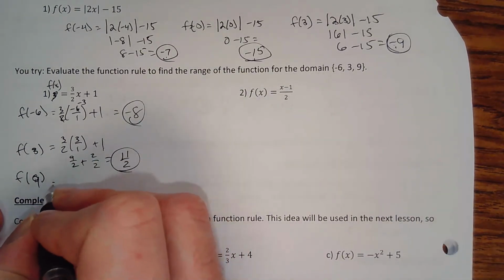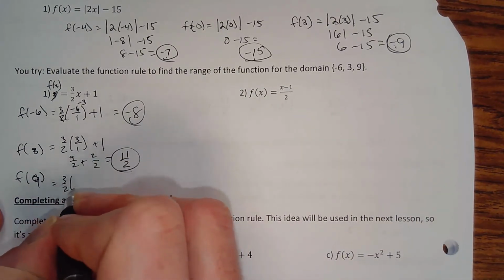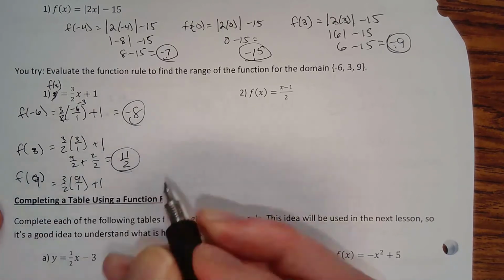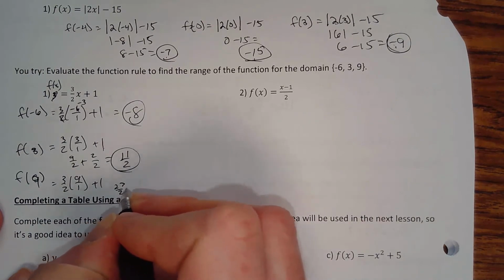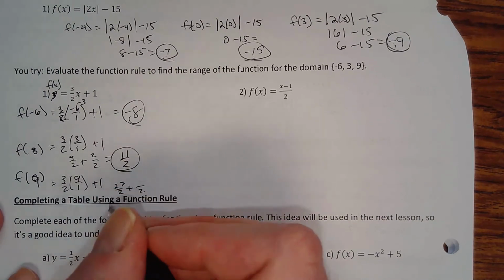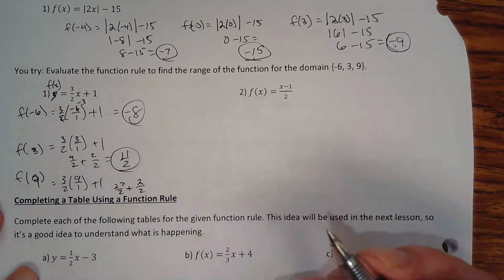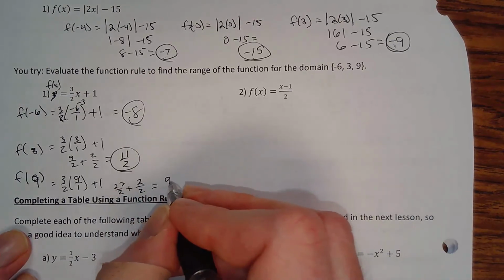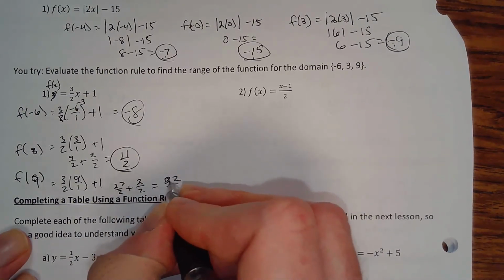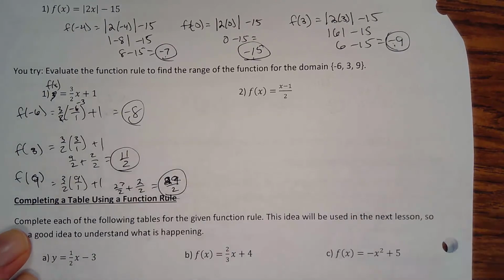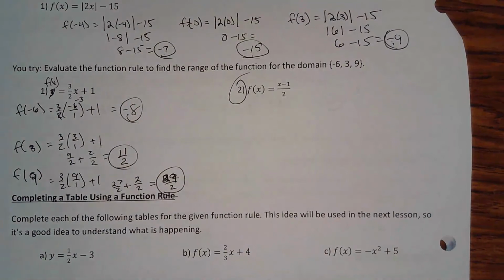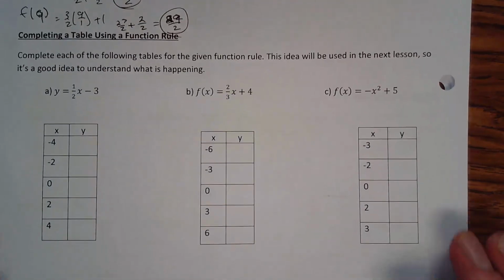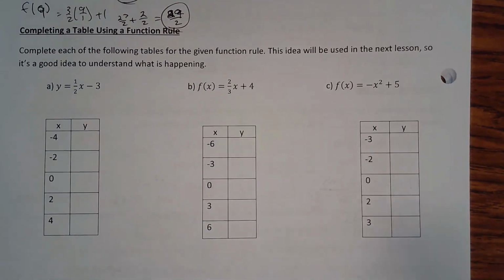And then 9, I got 3 halves times 9 plus 1. So this would be 27 halves plus, how many halves equals 1? It'd be 2 halves. So that'd be 29 halves. 29, don't write them backwards. 29 halves, okay? So try this one out. Try the same thing on that one. We'll check those.